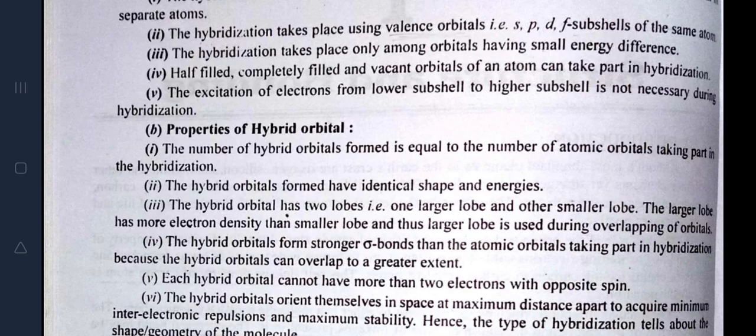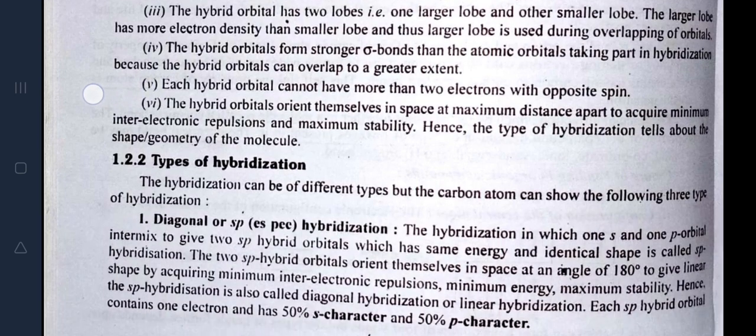Each hybrid orbital cannot have more than two electrons with opposite spin. The hybrid orbitals orient themselves in space at maximum distance apart to acquire minimum interelectronic repulsion and maximum stability. Hence, the type of hybridization tells about the shape and geometry of the molecule.